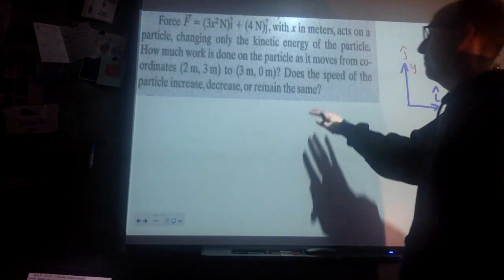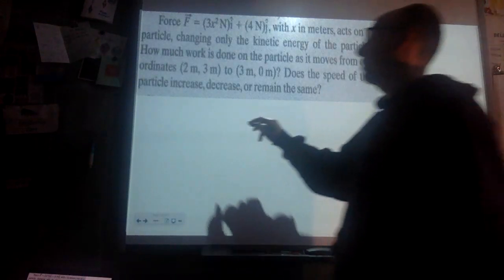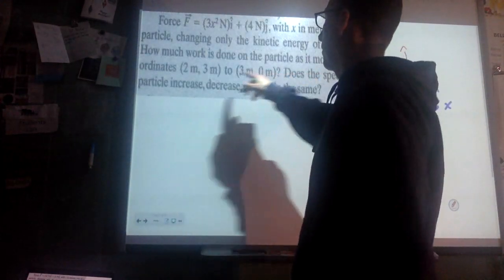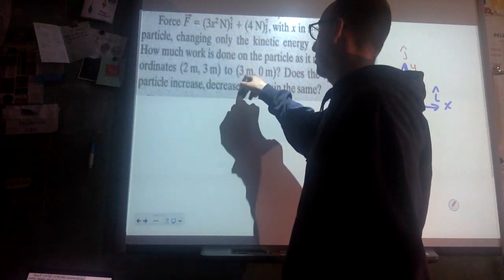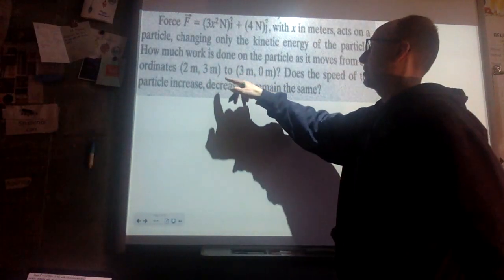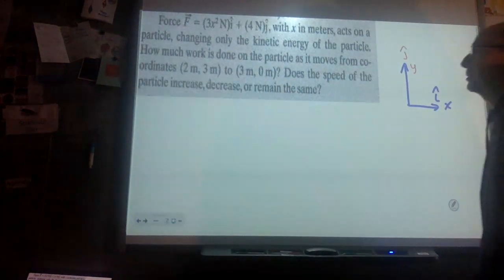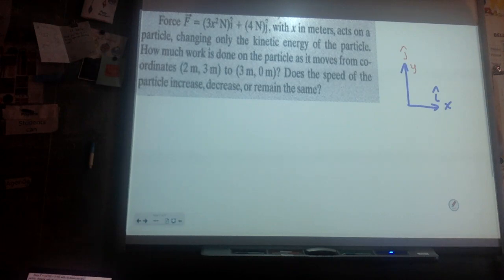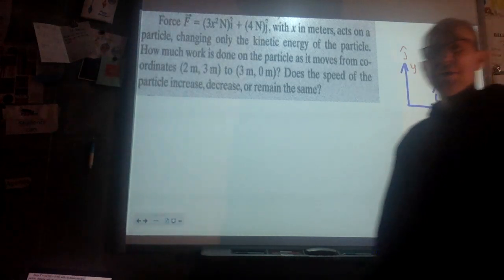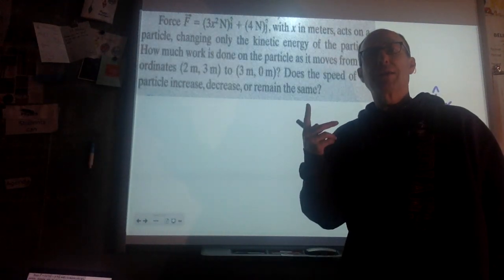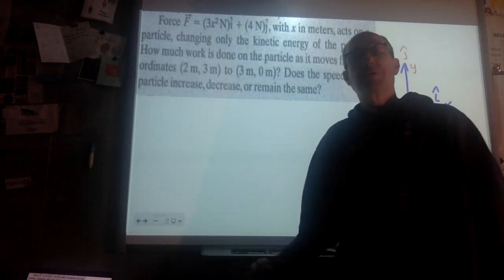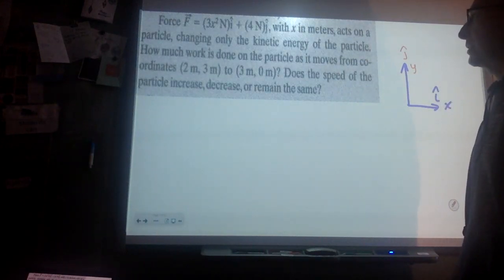All right, so we have a function that is going from 2 meters to 3 meters in the x direction, and a function that's going from 3 meters to 0 meters in the y direction. And they're asking us how much work is done on the particle as it moves like this. You'll never see one like this. They'll always keep it to 1 dimension, but this was from the textbook.